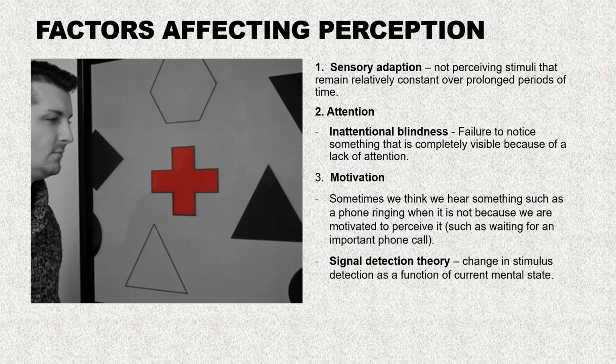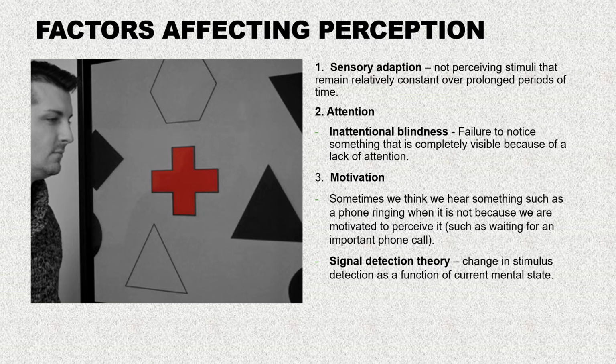We've looked at some basics behind the concept of sensation. Now let's take some time and look at some basics behind perception. Let's first look at some factors that affect perception. One factor is sensory adaptation, and you just learned about this as we were exploring sensation. This is where we don't perceive stimuli that remain relatively constant over prolonged periods of time. So, for example, when you first enter a quiet room, you might hear the clock ticking, but over time, you become unaware of the ticking. The ticking is still affecting your sensory receptors, but you're no longer perceiving the sound.